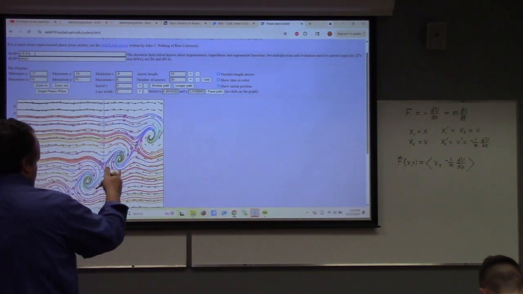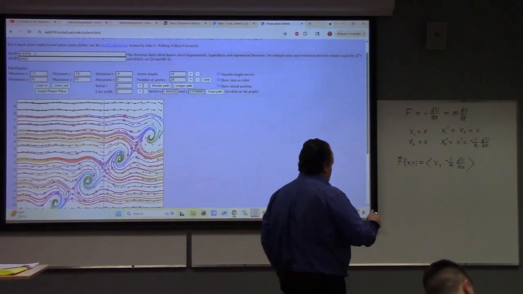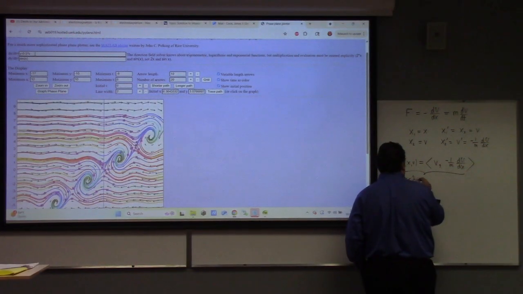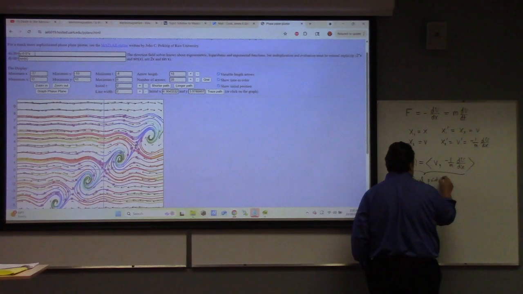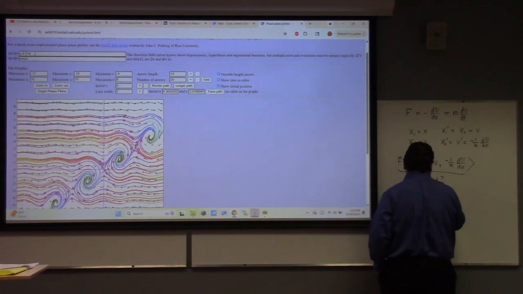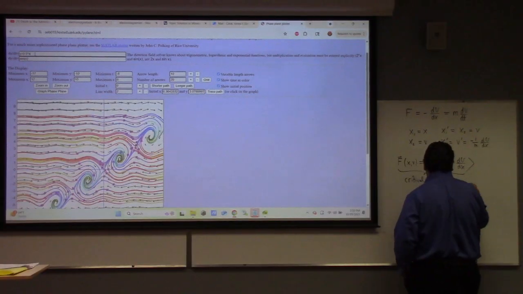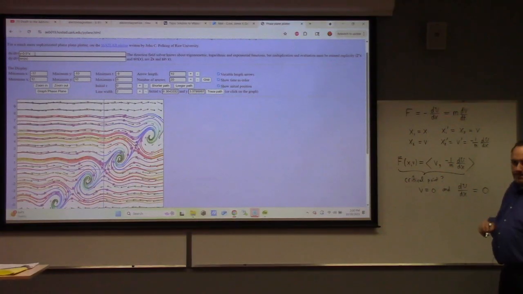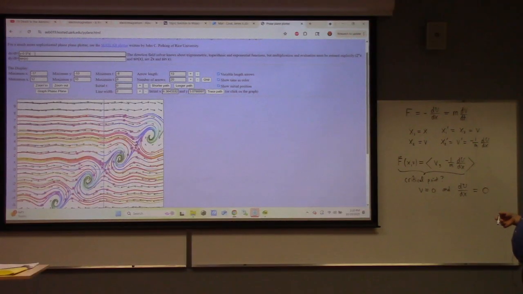So what's the deal with this vector field? If I want a critical point of this thing, what's the condition then? We need, you said v equals 0, and apparently du/dx equals 0, right? Because we're assuming the mass is non-zero. And so what this means is that the critical points of this vector field are in natural correspondence with the critical numbers of the potential energy function.